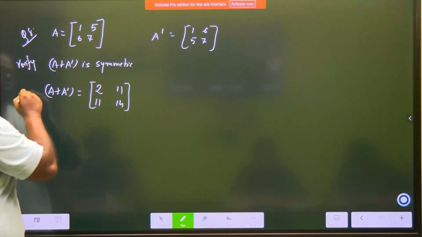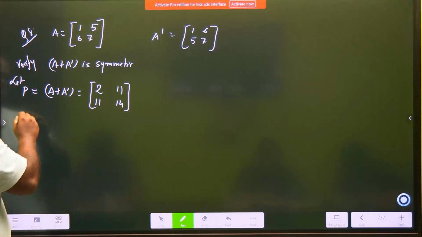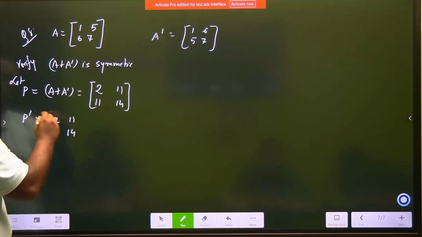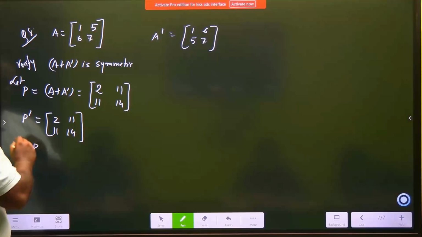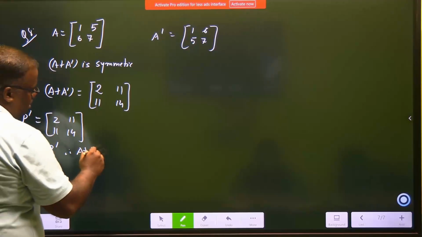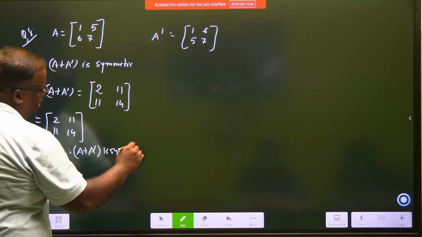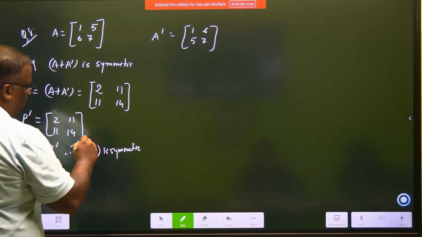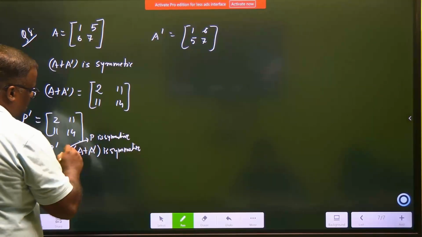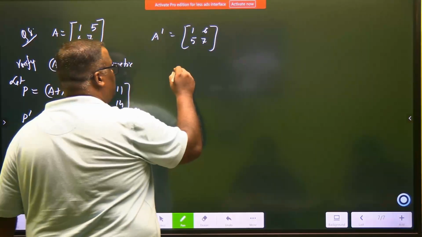And this is some matrix P. Let P be equal to this. Now see what is P complement. P complement is 2, 11, 11, 14. So since P is equal to P complement, therefore A plus A complement is symmetric. So rather we should write, therefore first we should write P is symmetric, that is A plus A prime. Easy? Okay. Can you now show A minus A complement is skew symmetric?